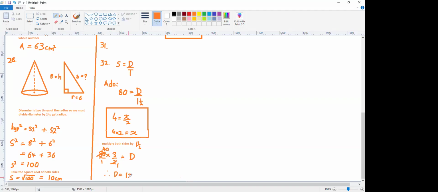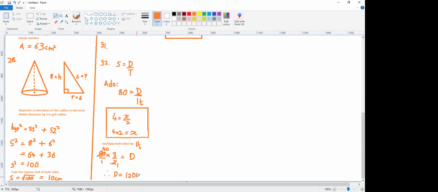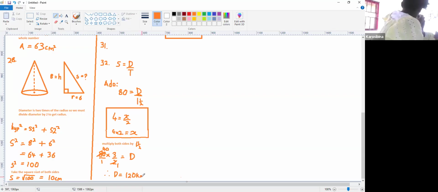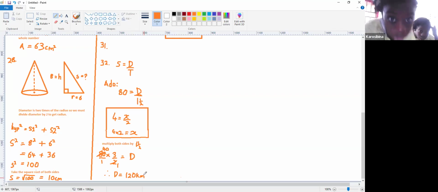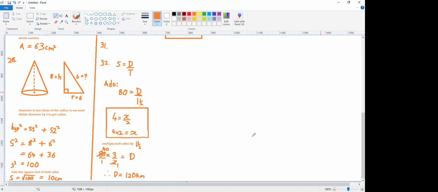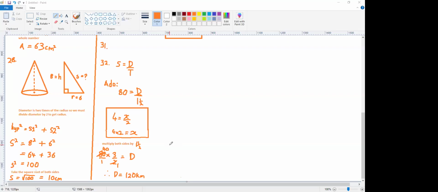So the answer is 120 what? What's the unit? Kilometers, right? The answer is 120 kilometers, right? And the letter d you wrote is still the same in our book. Okay, the real answer. All right. So can you write this down in your book? No ink? No, write it down in your book.